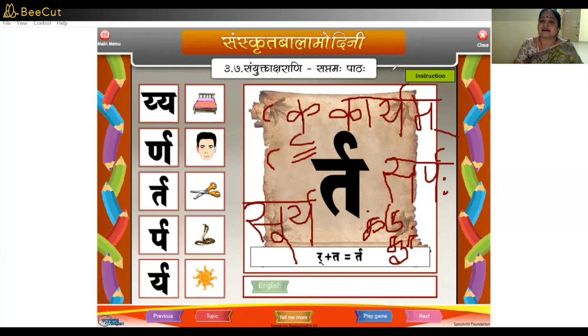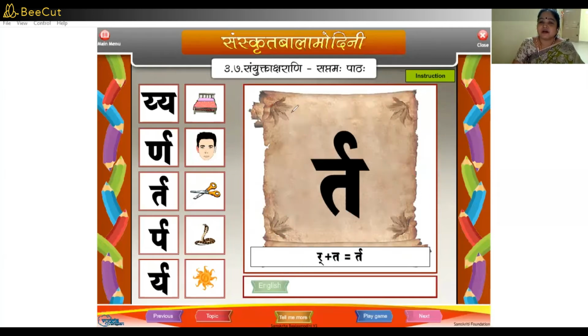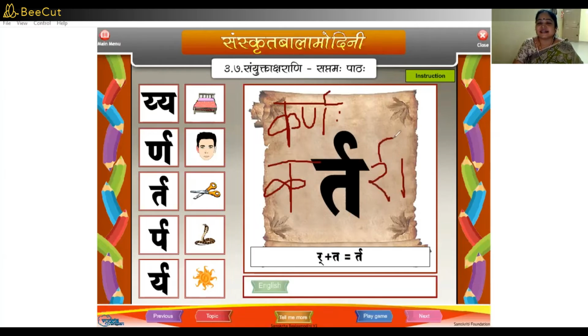Varnaha. Karnaha, ma'am. Yes, here we learnt parts of the body. Karnaha. Okay? So this gives the pronunciation of ir. Kartari. Scissors is called kartari. Ka, ir, ta, ri. Kartari.